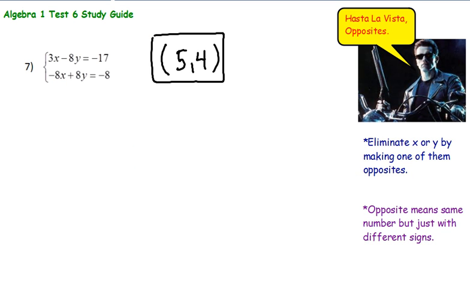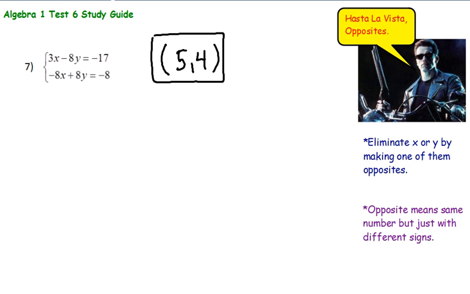Okay, so let's see what you did with number 7 in the middle. Should have got 5 for your x, 4 for your y. And if you got that, great. Go ahead and pause it. Try number 7 on the right side. If you did not, then, well, let's take a look at it together.